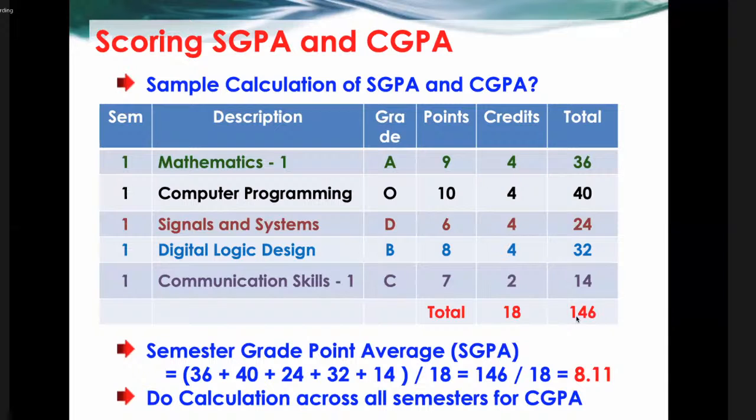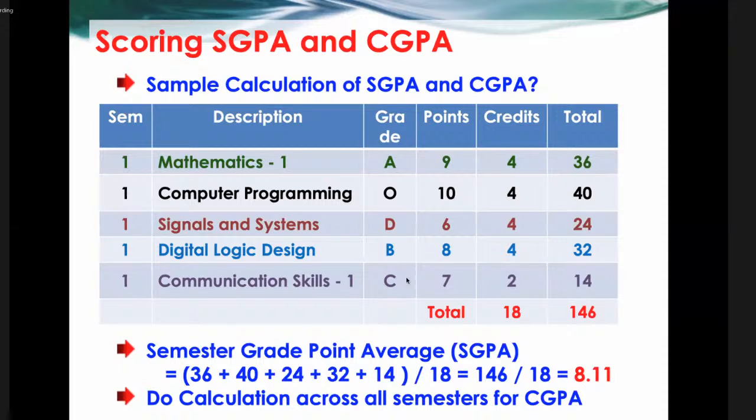146. Now you take 146 divided by the total number of credits. 16 plus 2, 18. So 146 by 18, you will get 8.11 as your SGPA. Remember, SGPA is rounded off to 2 digits precision. So you will get 8.11 or 8.17. If you get 8.1745, it will be rounded off properly.